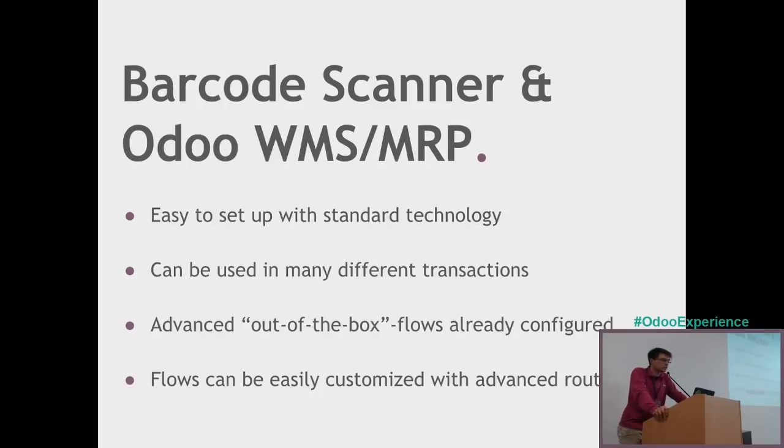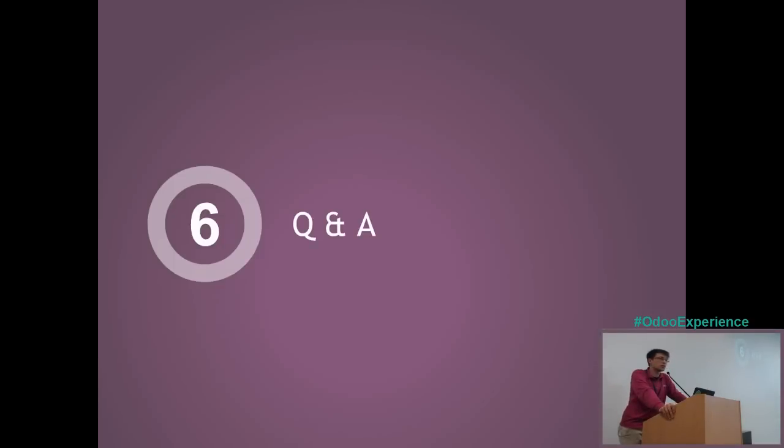And then finally, yeah, that's a bit the same, but it's the fact that the flows can be easily customized. And if you have a more specific use case, we can review it afterwards. Like for instance, when you don't want to, let's say, assign a serial number at the first step and just assign the serial number at the second step, we can review together. We can do that. So now it's time for a question and answers session.